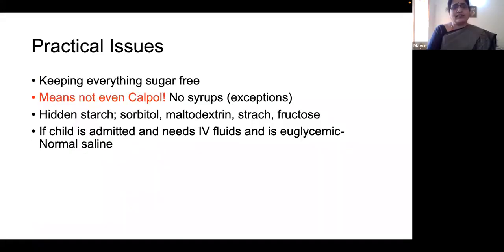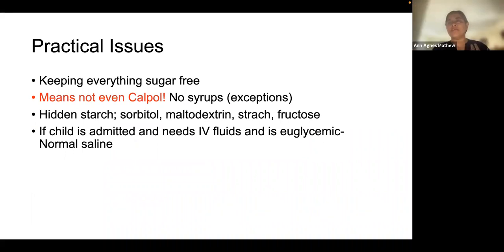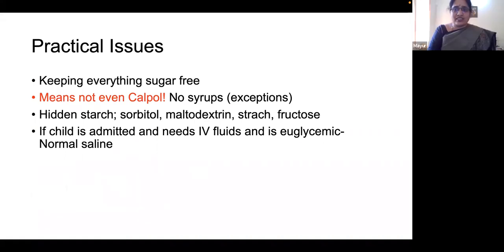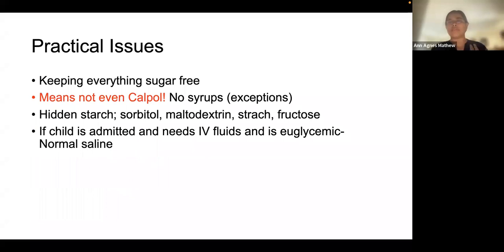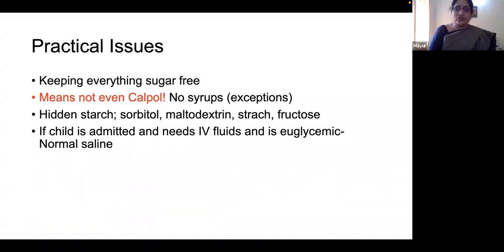Practical issues: keeping everything sugar-free is the biggest challenge, including medications. They are not aware, even when they go to the referral doctor or the local pediatrician. Recent experience, last week, Mysore, pediatrician, dehydration. What happened? ORS was given, Electral was given. Yes. You can't give Electral. That DNS also, ma'am, I think you can highlight that point, DNS and plain NS.